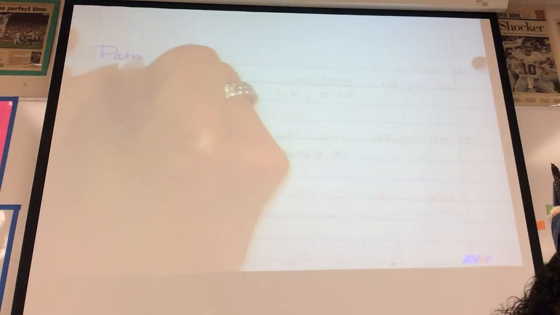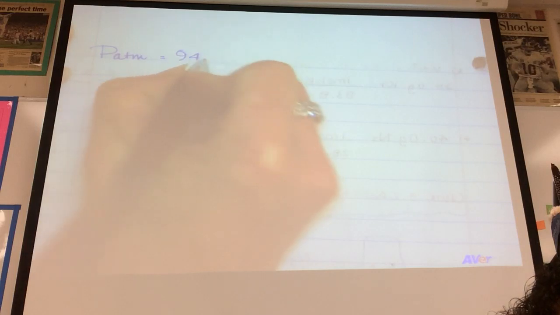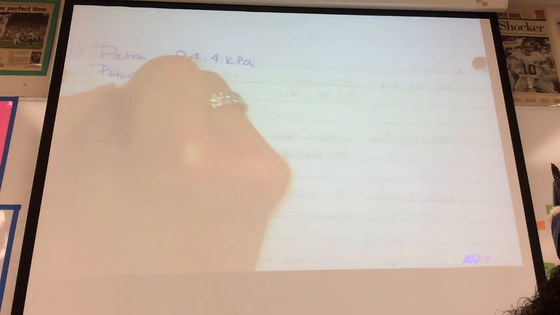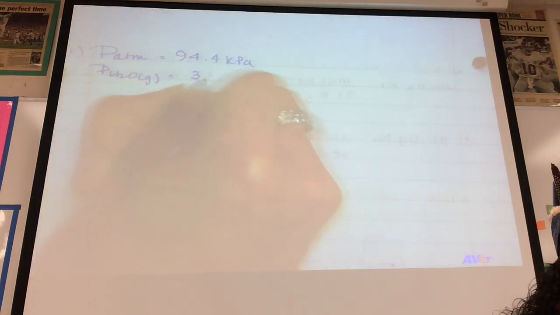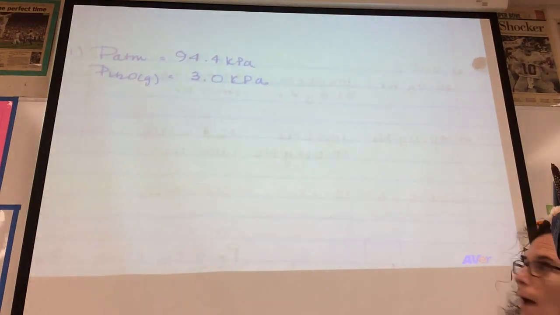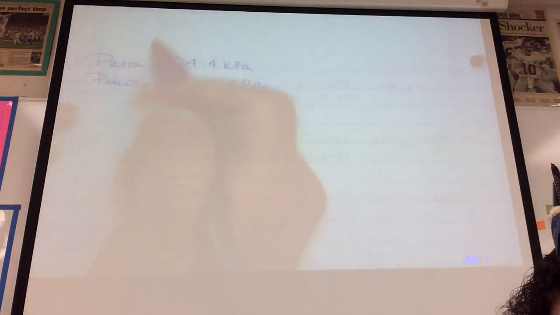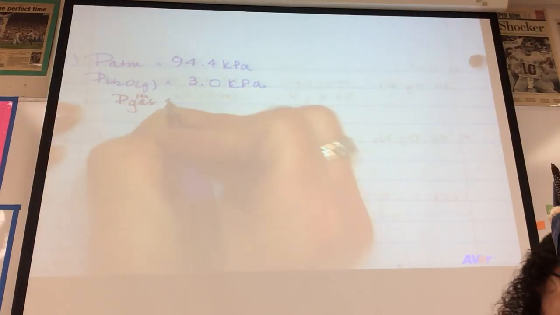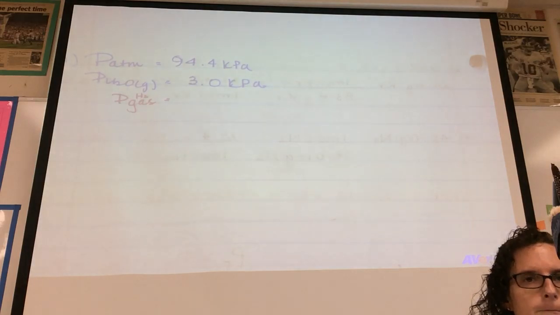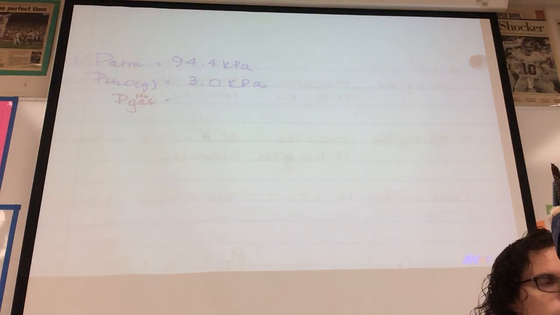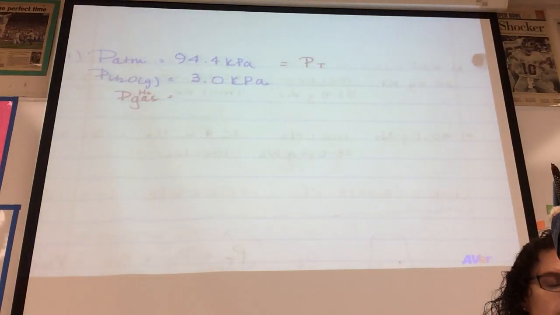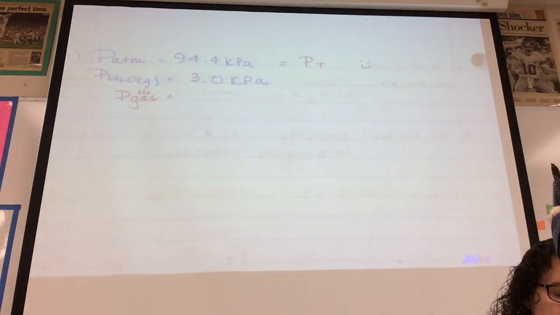So we've got an atmospheric pressure equal to 94.4 kPa. We've got a pressure of water vapor equal to 3 kPa. And we want to know the pressure of the gas we collected, in this case, hydrogen gas. How would we do that? Is atmospheric pressure equal to the total pressure? Yes, it is, because you equalize those two water levels.